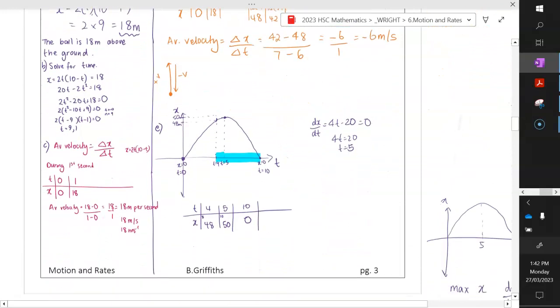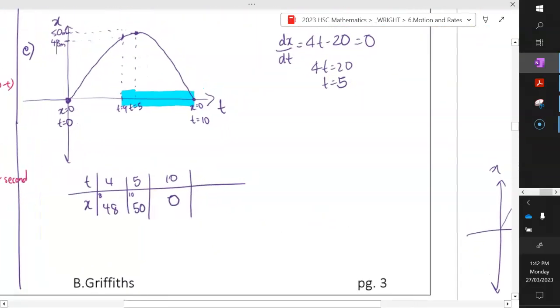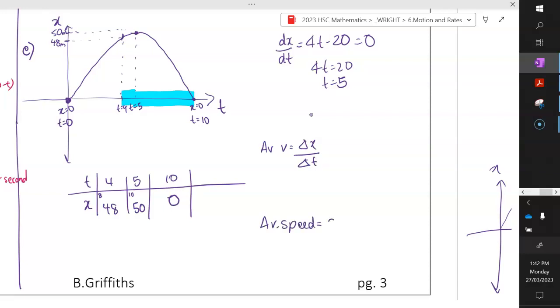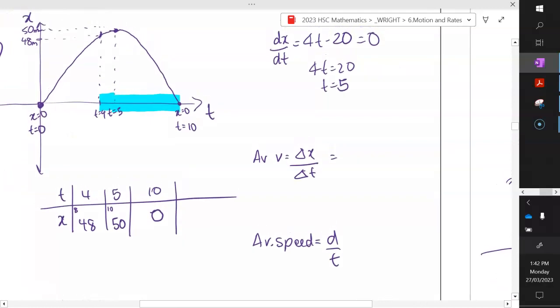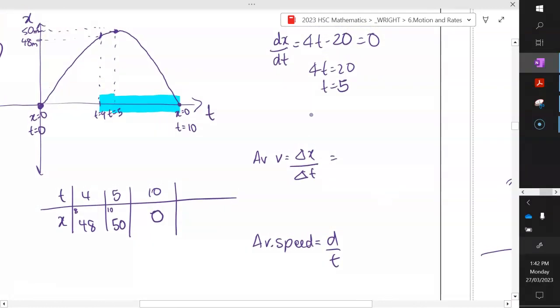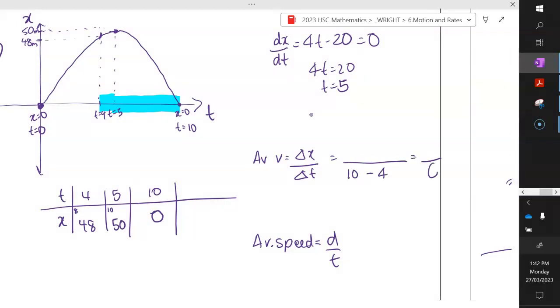Average velocity and average speed during the last 6 seconds. So average velocity is my change in displacement over my change in time. And average speed is my distance over my time. So let's look at average velocity first. So my average velocity is my change in displacement, and I want my last 6 seconds. So I want 10 minus 4, so I want my bottom line to be 6.